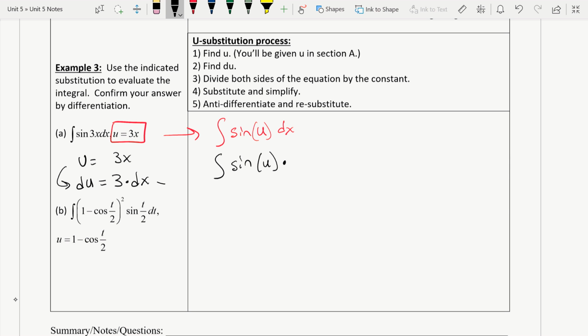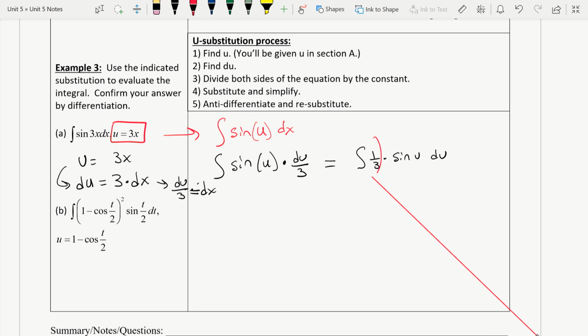If I divide both sides by 3 here, now I have dx is du over 3. And great news, du over 3, that's the same thing as 1/3, right? So this could really be 1/3 times sine of u du. And you can always bring coefficients all the way out front. Actually, I want you to bring it all the way out front. So you'd have a third integral sine of u du.